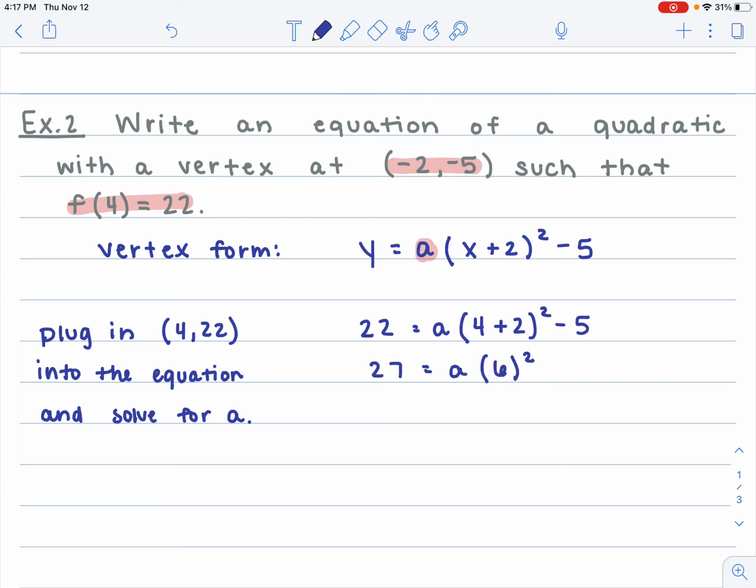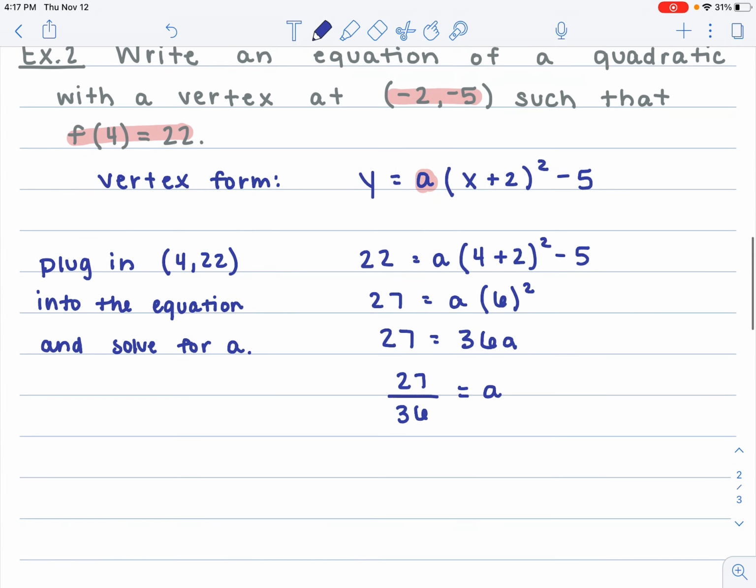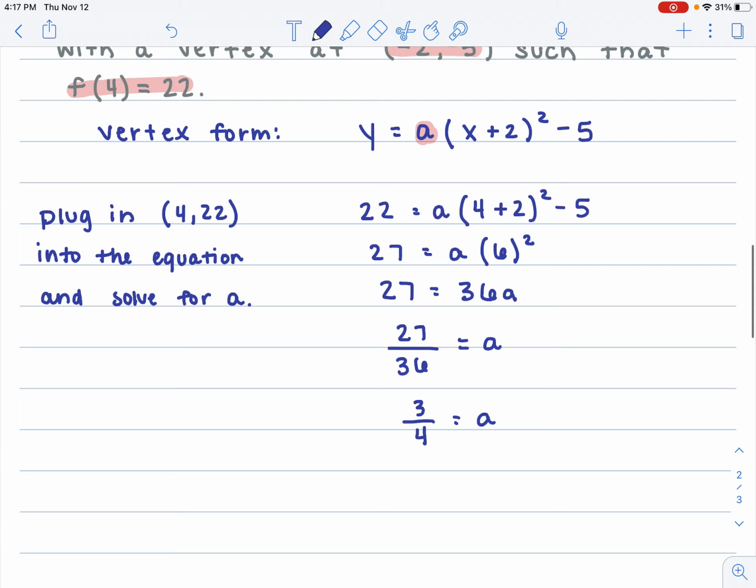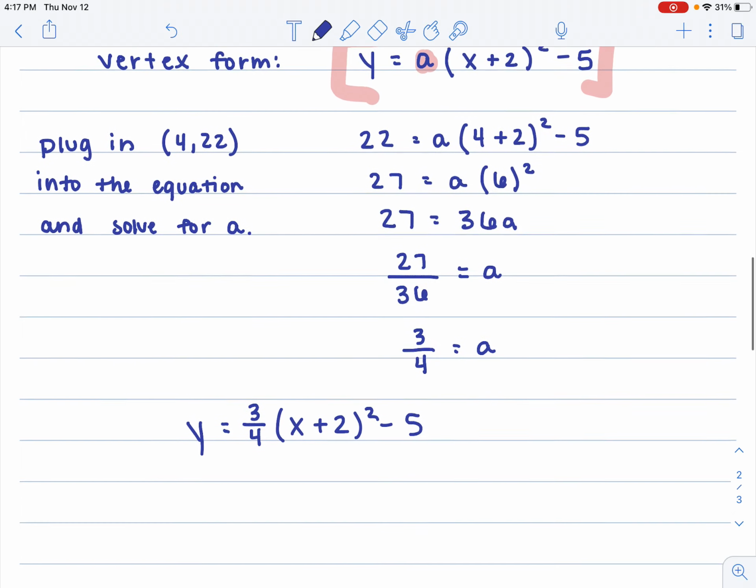4 plus 2 is 6, squared. So this would become 27 equals 36a. Divide both sides by 36, so I have 27 over 36 equals a. I'm going to reduce that fraction. When I reduce that, I get 3/4 equals a. So now that I have a, I'm going to replace it into our original equation right up here. So this would now become y equals 3/4 (x plus 2) squared minus 5.